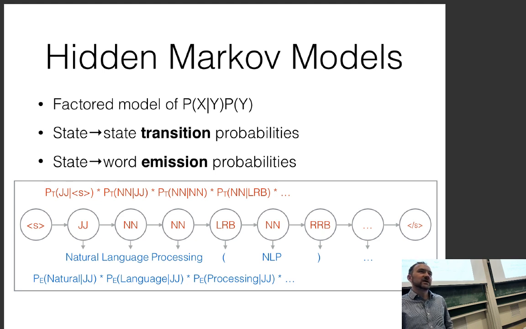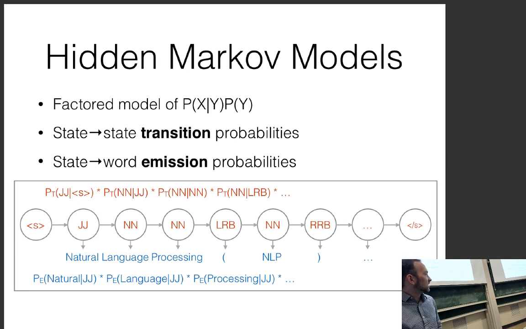How do you train a bigram language model? Yeah, you just take the counts. You take the counts and you divide. So to get the probability of a noun following an adjective, you count the number of times a noun followed an adjective and divide by the number of adjectives.